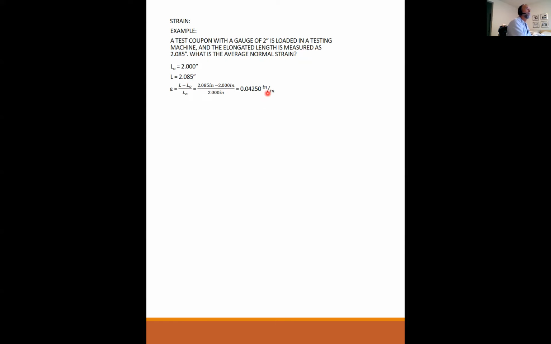By the way, see how this looks like a really small number? But a strain of 0.04250 is actually a really big strain. You'll see that in the next lecture when I actually apply this to real materials. But that's actually a big strain. That's a big pull on something. So that is why, generally speaking, when we're reporting strain values, you want to take this out at least 5 or 6 significant digits.